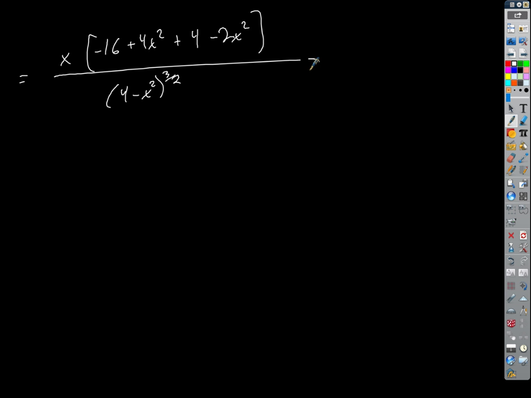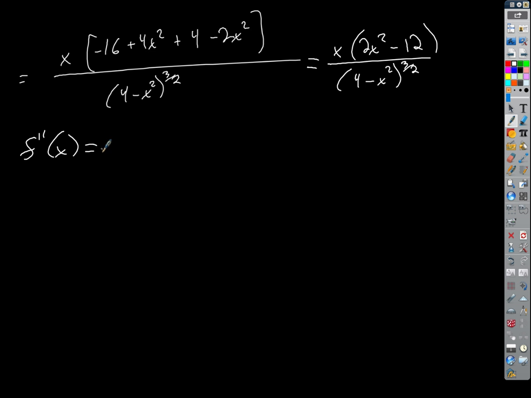So what's all that equal to if I simplify it then? 4x squared minus 2x squared is 2x squared. Negative 16 plus 4 is minus 12 over the quantity 4 minus x squared to the 3/2. I guess I could take a 2 out too, right? Make things a little simpler. So we end up with f double prime of x equals, in factored form, which is great, 2x times (x squared minus 6) divided by (4 minus x squared) to the 3/2. Okay, that was a bad one.